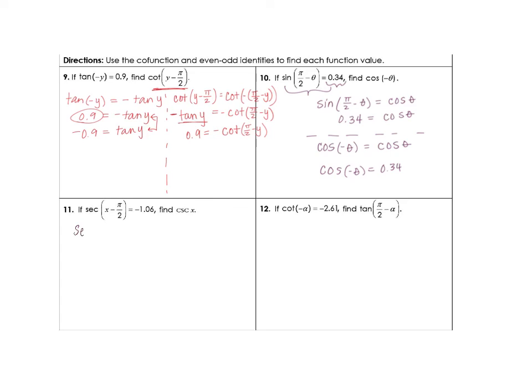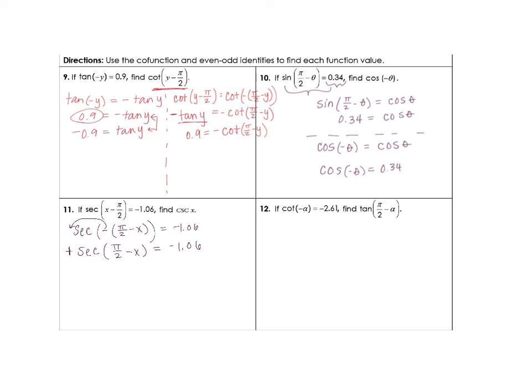Okay, so for our next one, again, this one is written backwards. So we're going to start out with saying, well, I know that this is equal to, and if I do the opposite, that's going to give me pi over 2 minus x. I'm factoring out that negative. And so, again, that's still equal to negative 1.06. I am going to move this negative to the outside, so I have negative secant of pi over 2 minus x. That's going to be equal to negative 1.06.